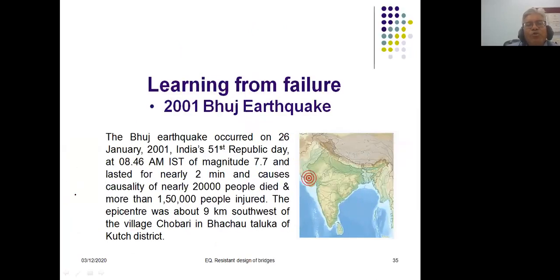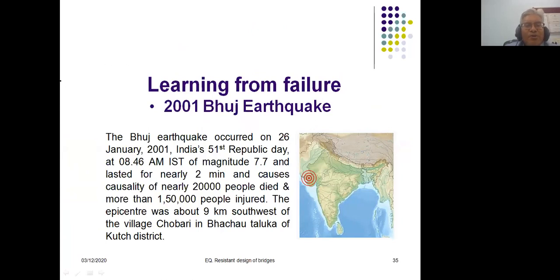Then we go to the Bhuj earthquake. Bhuj earthquake, I think many of us know about. It was on the 26th January. The people were just prepared, ready for the celebration of the 51st Republic Day. And in the morning at 8:46 a.m., the Bhuj earthquake occurred.